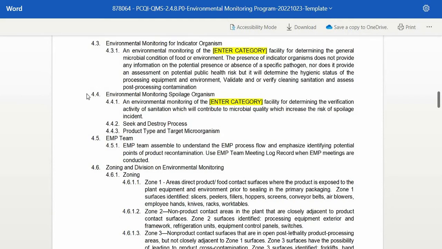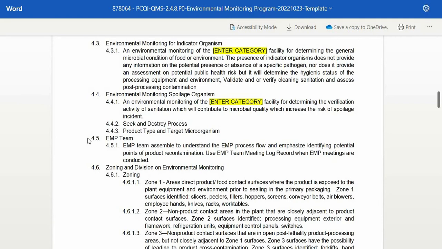Fourth, the environmental monitoring spoilage organism, such as an environmental monitoring of the category facility for determining the verification activity of sanitation, which will contribute to microbial quality, will increase the risk of spoilage incident. Seek and destroy process, and product type and target microorganism.